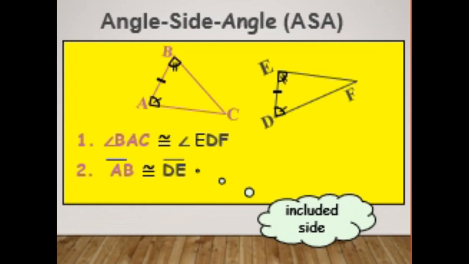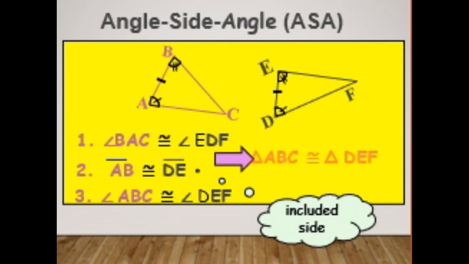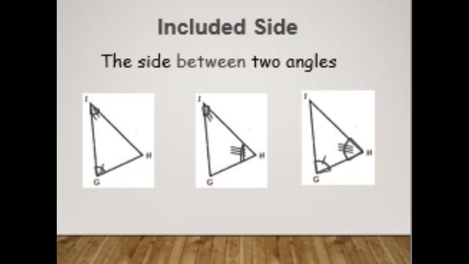Next, again, one of the corresponding angles. So we have angle ABC is congruent to angle DEF. So therefore, triangle ABC is congruent to triangle DEF. When we say included side, this is the side between two angles.